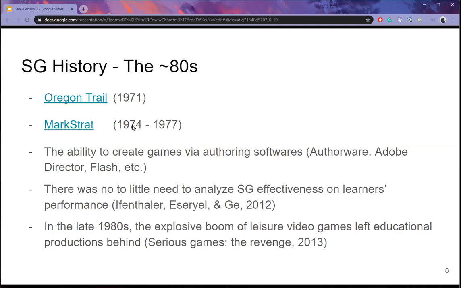The second one is Markstrat, which was created somewhere between 1974 and 1977 by Jean-Claude Larréché and Professor Hubert Gatignon. In this game, the player runs a virtual company. This game was first published and used at the INSEAD campus, a French business school. And this game has become very popular, and they've further perfected the game over the years. Its latest version is now present in most business schools in the world.